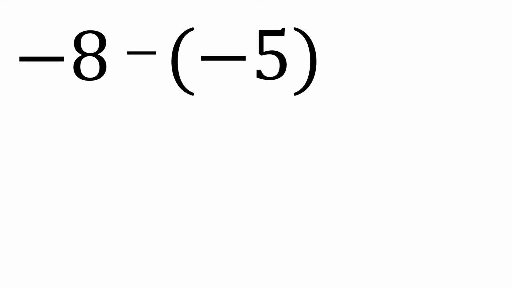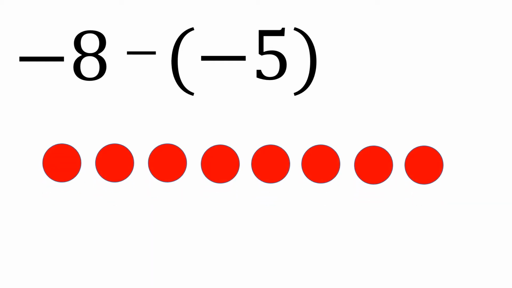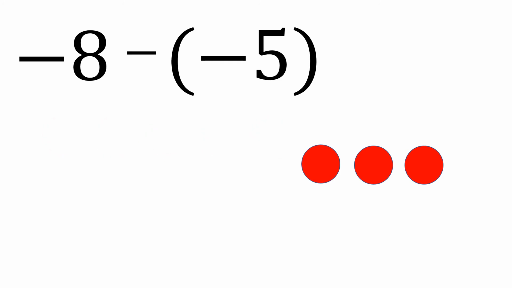Now how about this? Negative 8 minus negative 5. So let's visualize negative 8 with 8 negatives, where the red circle represents negative. And then we will take away or remove negative 5, or 5 negatives. So what do we have left? There are 3 negatives. That means the difference of negative 8 and negative 5 is negative 3.